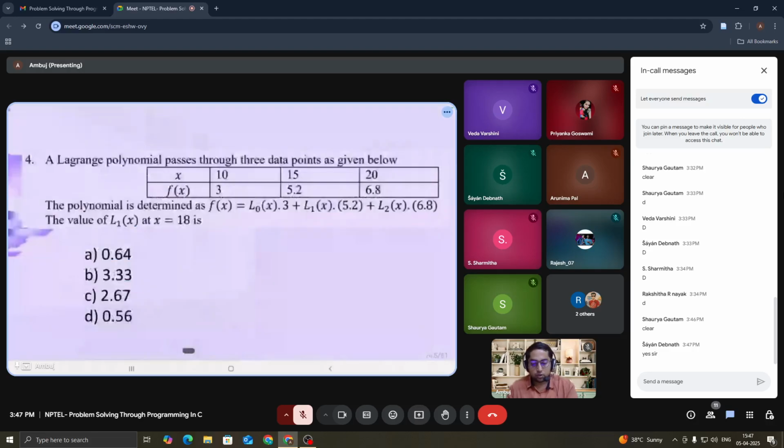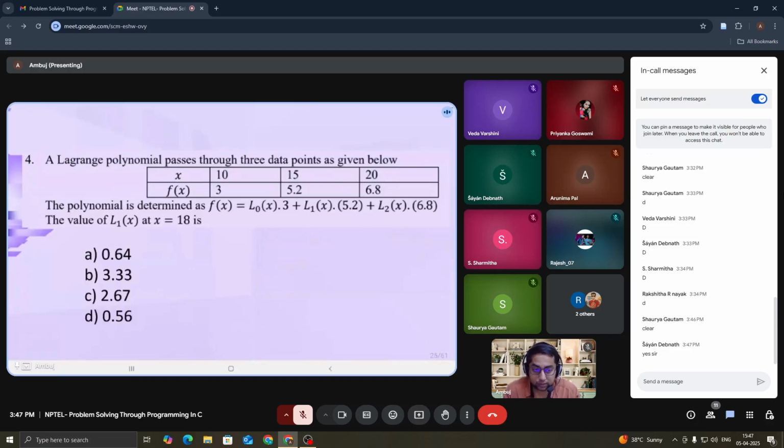Now let's move forward. All the questions in the present session are based on the Lagrange polynomial and Runge-Kutta method only. That is why I told you to please write down the expressions. We'll be solving a lot of questions today.